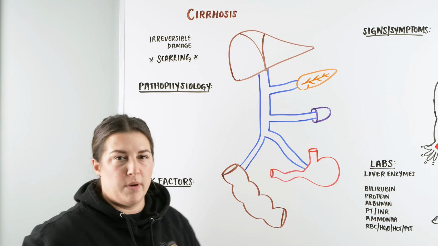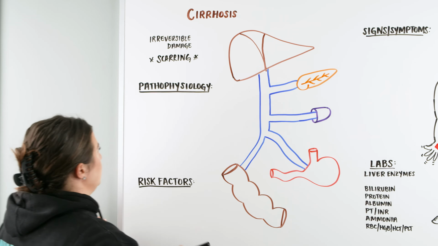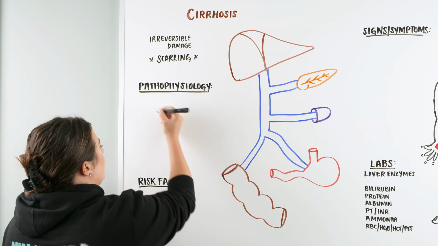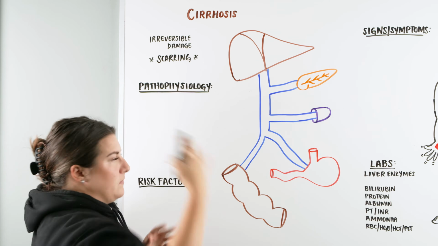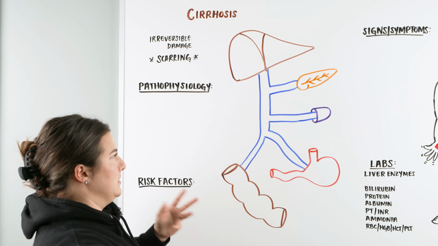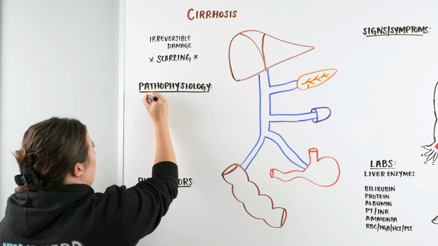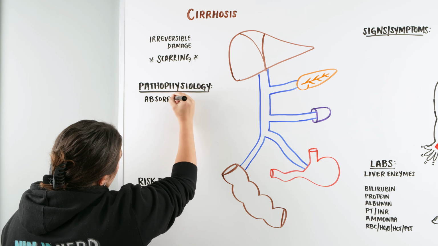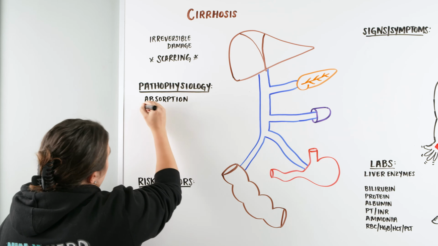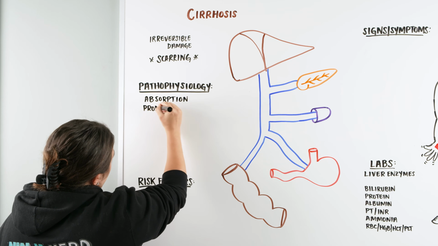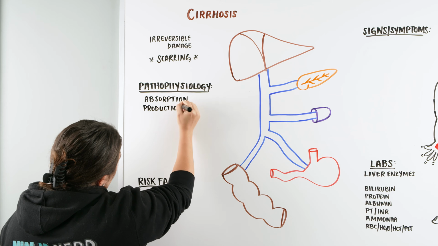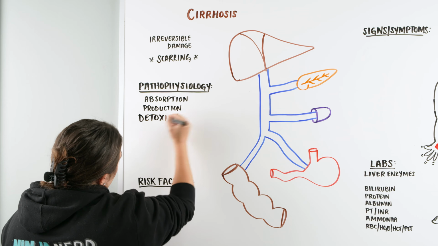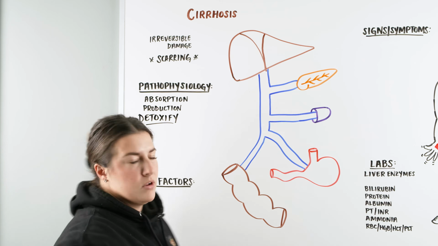If we think back to our pathophysiology, anatomy and physiology, what is the function of our liver? What are the processes that our liver helps with? People usually think of the liver as a filter, but what are some of the things it does? We want to think about absorption, so it helps us absorb. It helps us do some production. But what it really does is help us detoxify. And we want to start thinking about how that works.